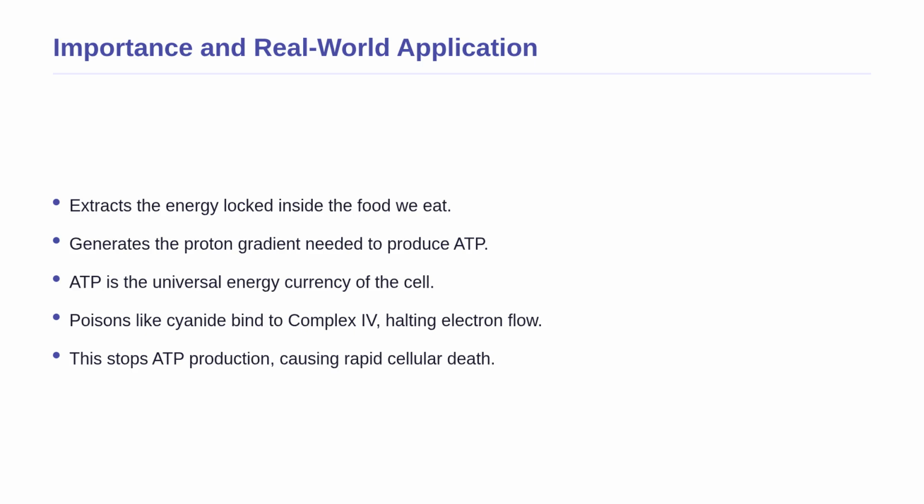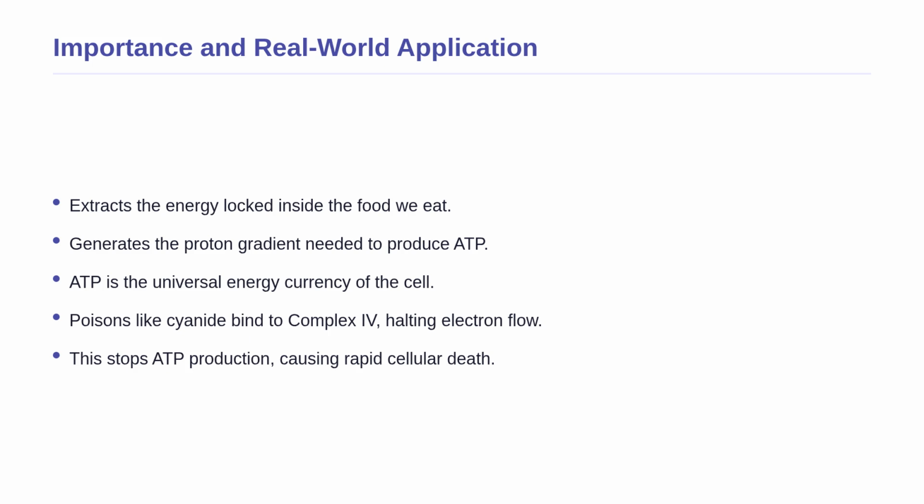Understanding the structure leads us to ask, why does this microscopic chain matter so much to our daily survival? Without the respiratory chain, our cells would only be able to extract a tiny fraction of the energy locked inside the food we eat, making complex human life completely impossible. It is the primary engine for generating the proton gradient needed to produce ATP, which is the universal energy currency of the cell.